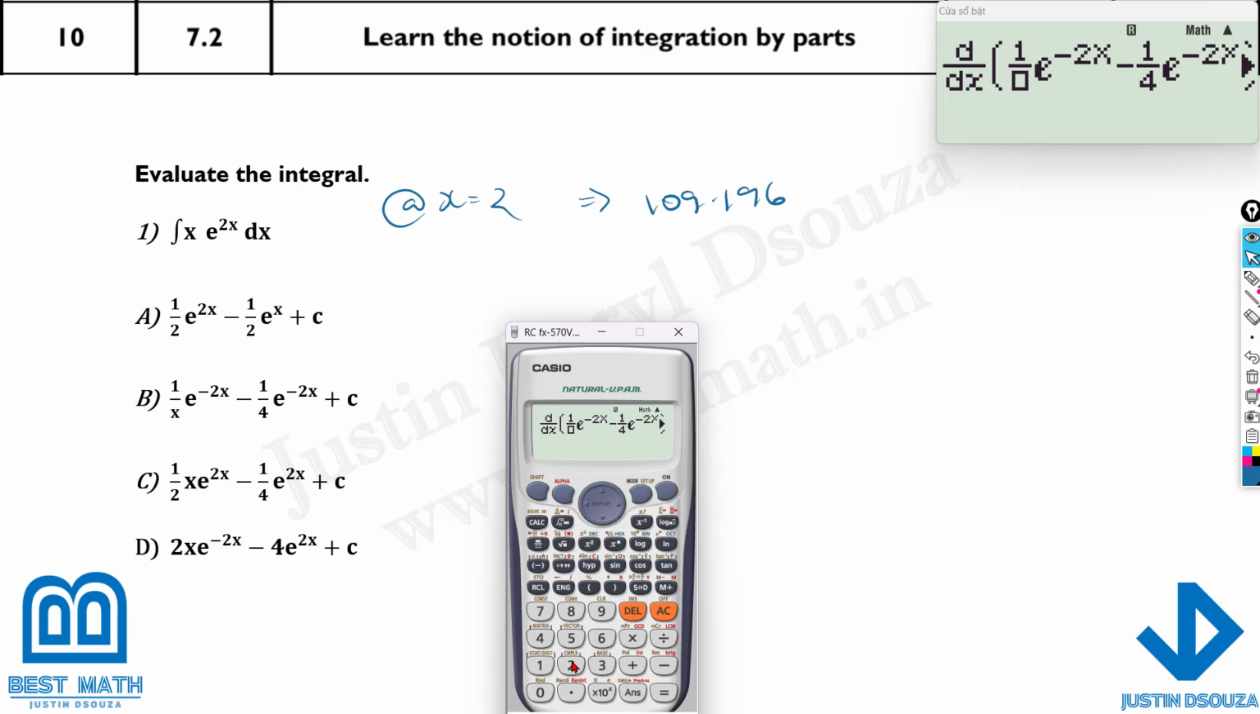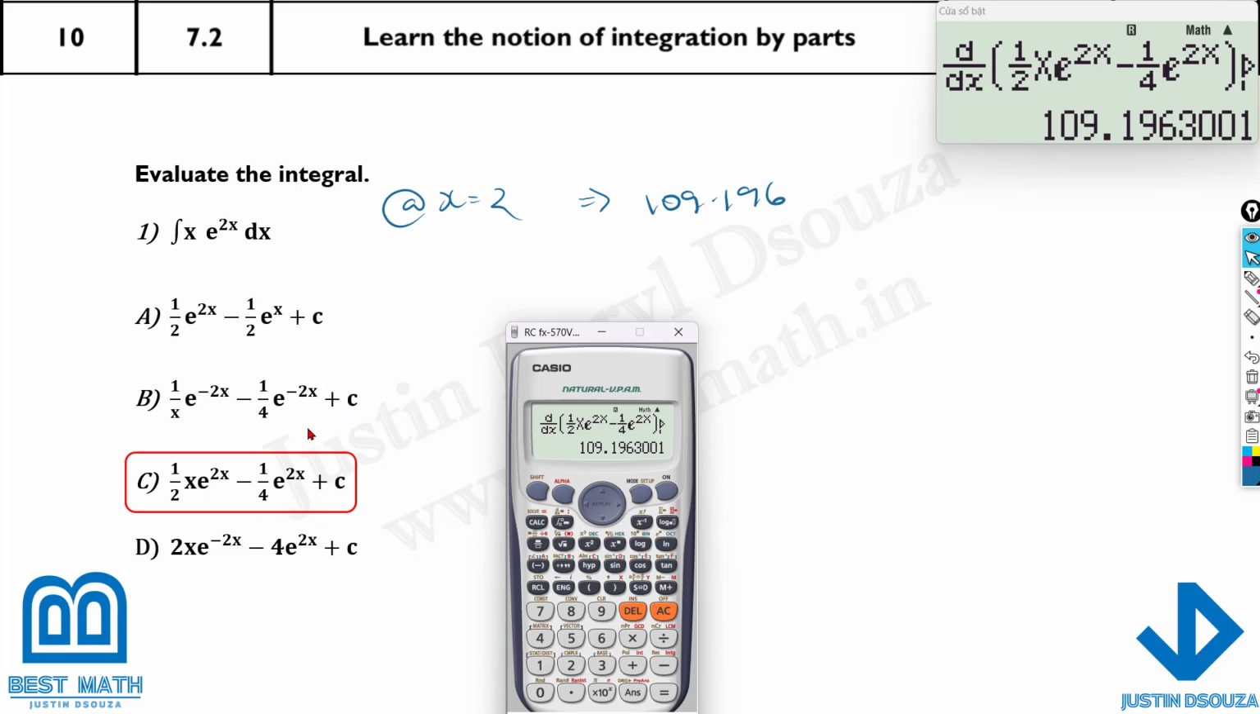So what about this one here? Half. And then we have x. Alpha x, e to the power plus 2x here. And then we have minus 1/4 e to the power plus 2x. Is it correct? Oh yes, absolutely. This is the correct answer. I'm not going to do the next one because it'll be something else. Only one correct answer can be there in options.